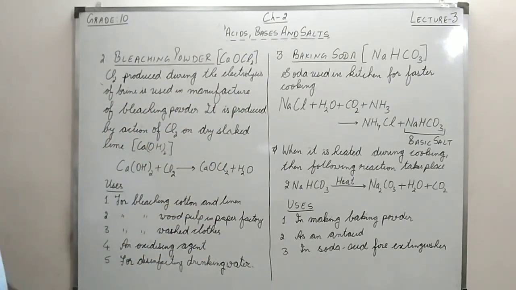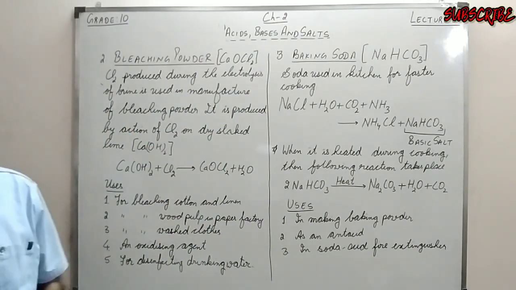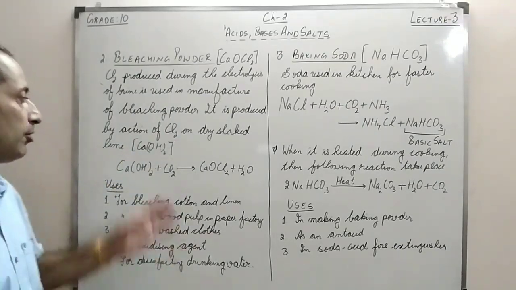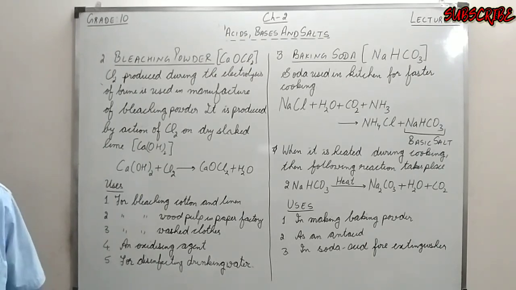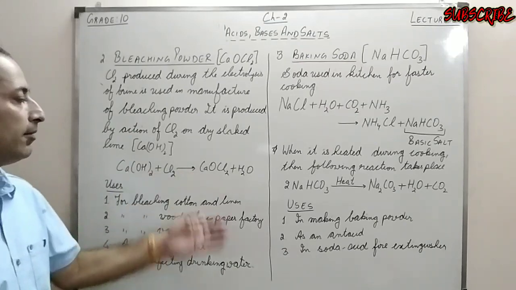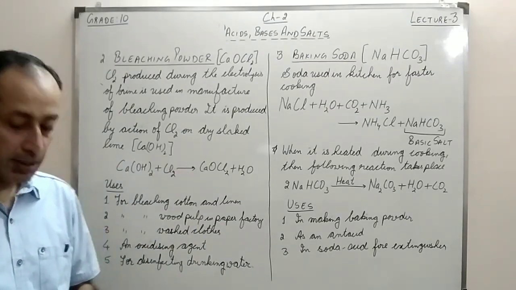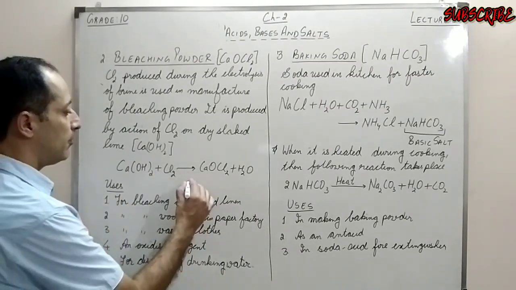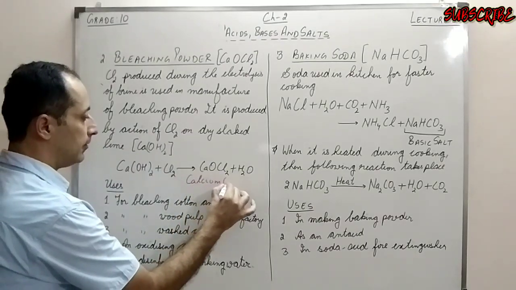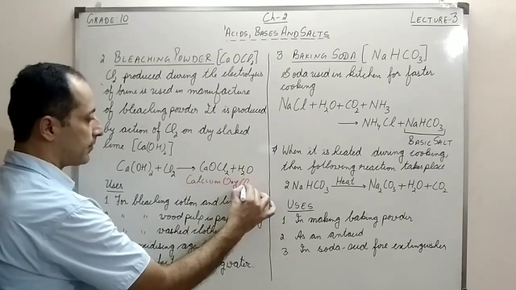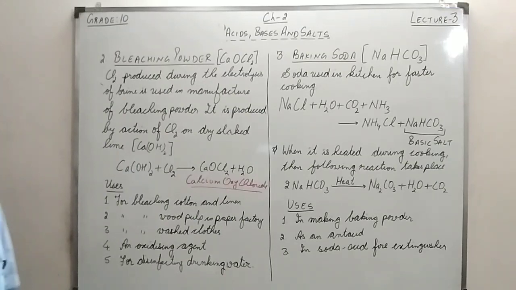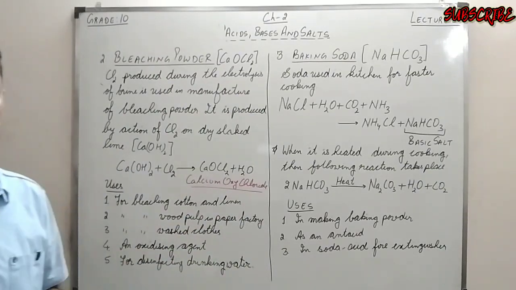Chlorine produced during the electrolysis of brine is used in the manufacture of bleaching powder. It is produced by the action of chlorine on dry slaked lime, also called calcium hydroxide. So it's in the dry form, and when chlorine is passed over it, we get CaOCl2, the chemical name is calcium oxychloride, and along with it, water is formed.